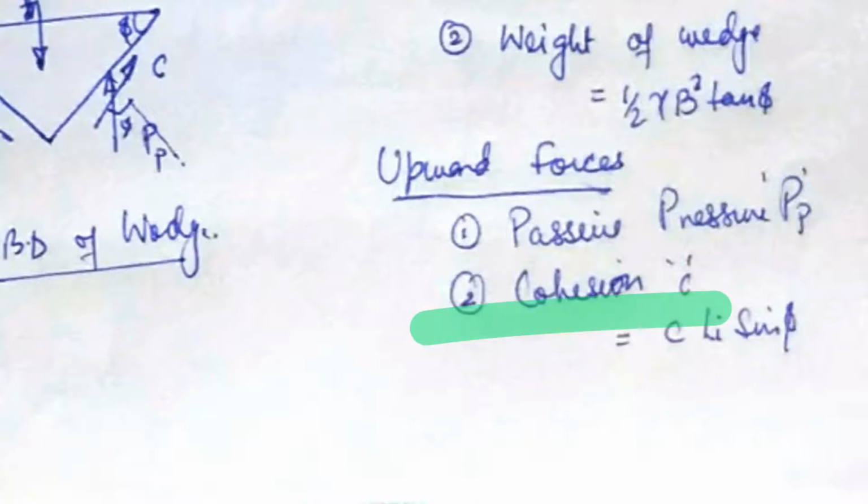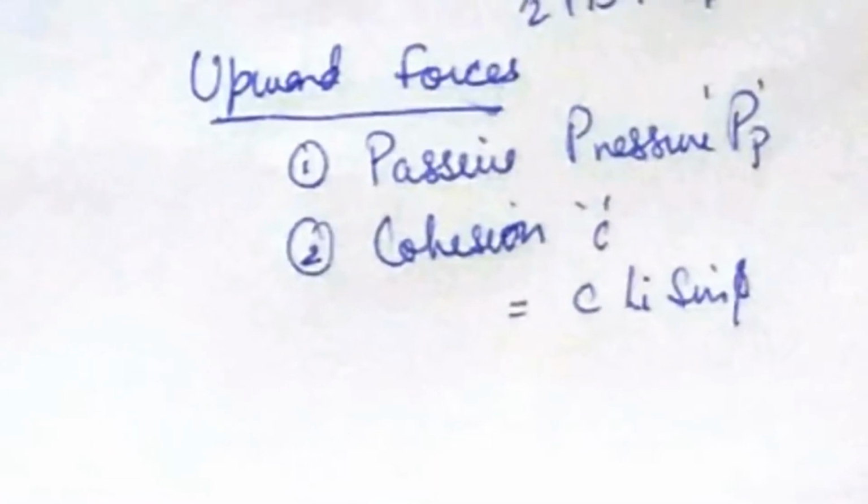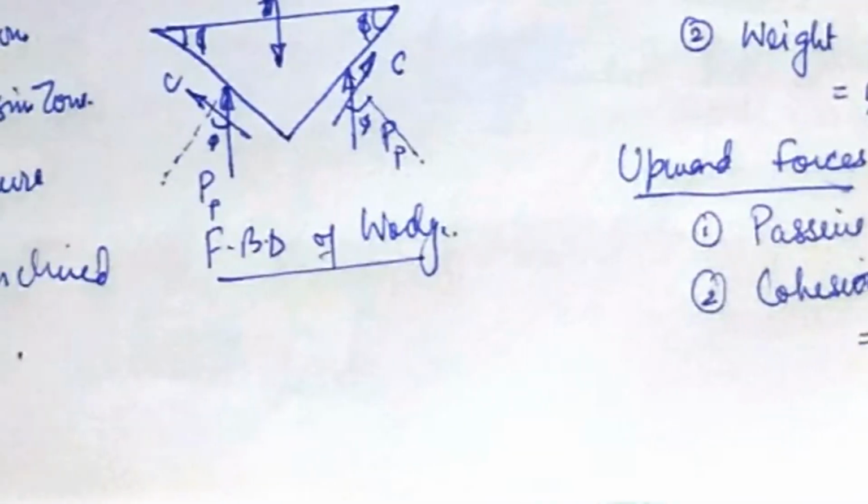There is cohesion C. C is equal to c Li sin phi. c Li sin phi is the total length of this portion times the cohesion, giving the vertical cohesive force. And you can easily see that there are 2 C's acting, as the cohesion is taken in both directions. So on resolving in the vertical direction, you'll have 2 c Li sin phi, which is the force because of cohesion.